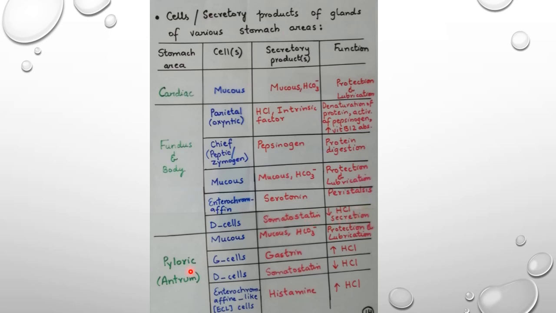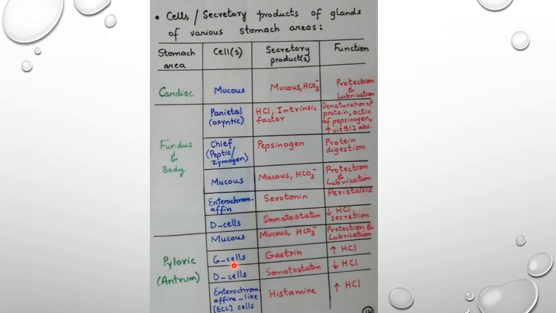Now the lower portion or the last part of the stomach, which is called the pyloric part or the antrum, basically contains mucus cells, which produce mucus and bicarbonate, thus providing protection and lubrication.